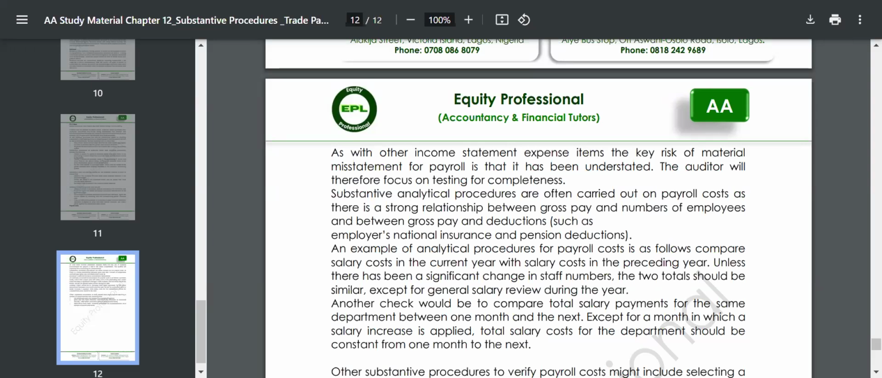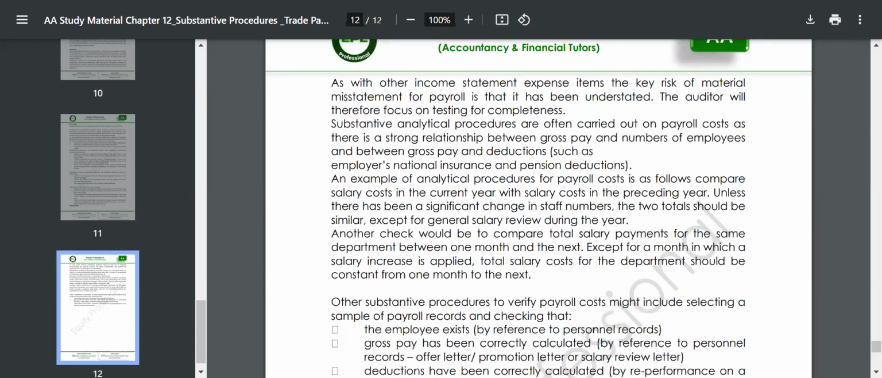Where is the documentation to say somebody has been promoted? Or is there a salary review? So you ask for this justification. You check for all of that. You see the number of staff, because payroll is an area that, if it's not well calculated, money will just be paid to ghost workers. So the auditor wants to check this.